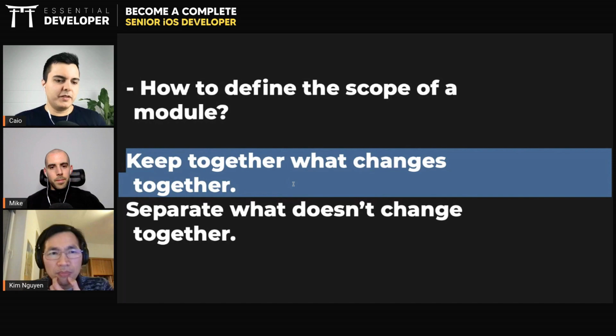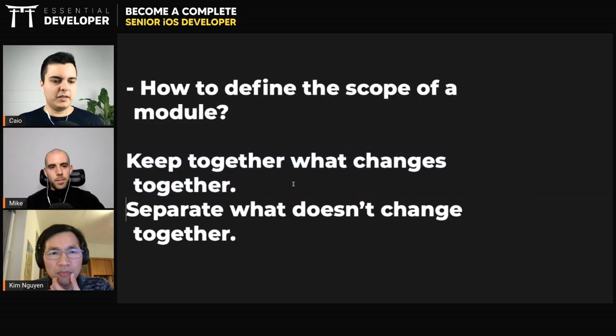But if they change for different reasons, you want to separate them, so you can develop and deploy them independently. That's a guideline. Keep together what changes together. Separate things that don't change together.